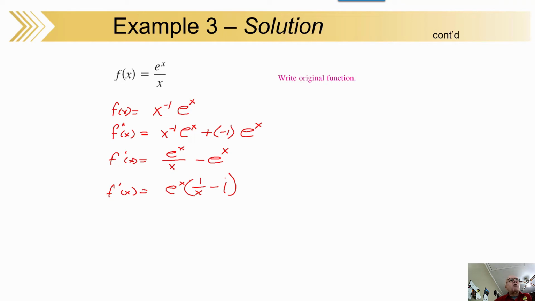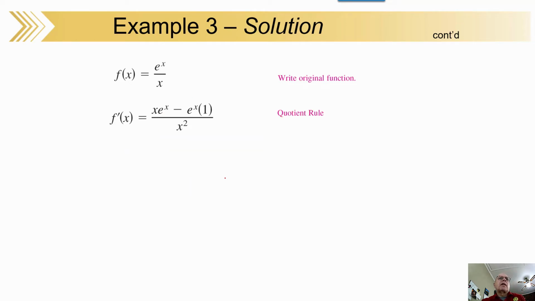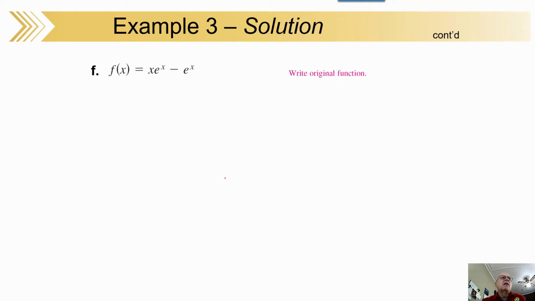It all depends on what you're going to do with the derivative, which way you'd like to write it. There's the quotient rule. They use that instead. It's up to you. Simplify. And I think this is the sixth and last one.